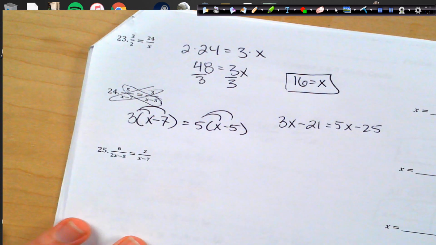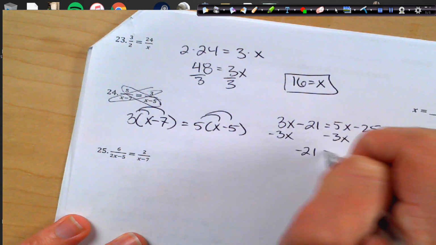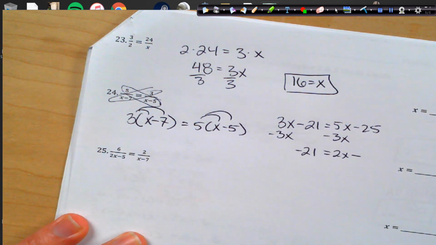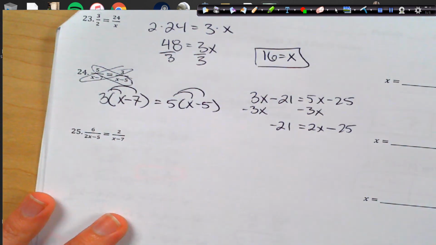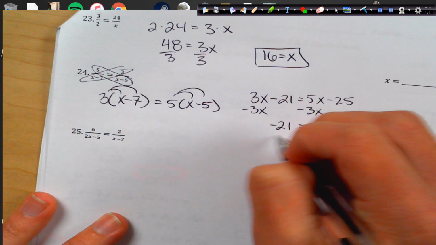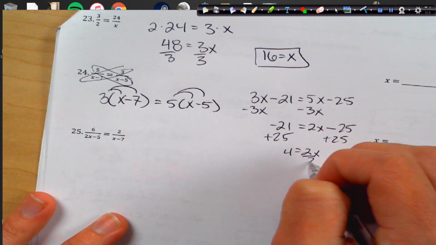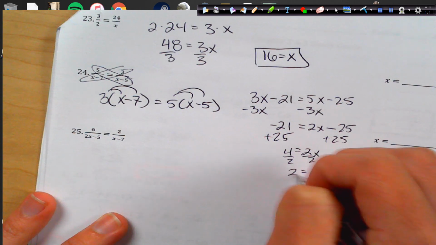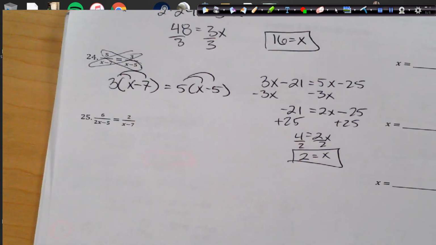Move the smaller piece, so we're going to move 3x. Add the 25 over. And we get 4 equals 2x. Divide by 2. X equals 2. Woo. Hefty. Last problem, cross multiply again.